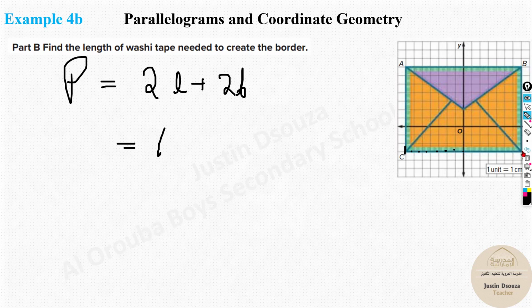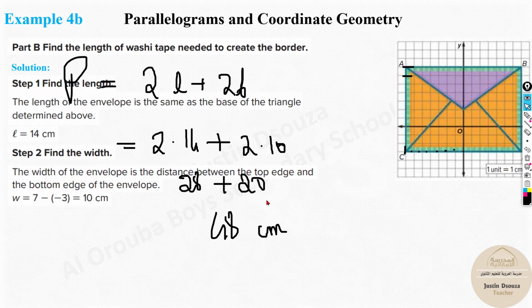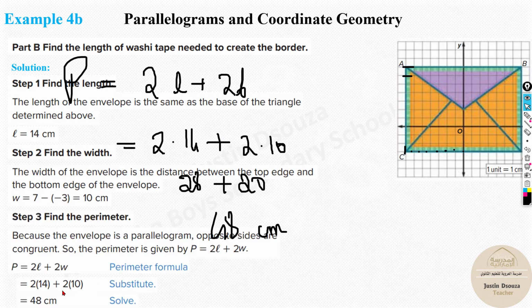It is 2 multiplied by 14 plus, what is the breadth or the width? It's this. 1, 2, 3, 4, 5, 6, 7, 8, 9, 10. 2 into 10. So 14 times 2 is 28 plus 20. The answer will be 48 centimeter. Now it's not square, it's perimeter in terms of centimeter only. Area will be in terms of square. So the answer would be 48 centimeter. This is the answer.